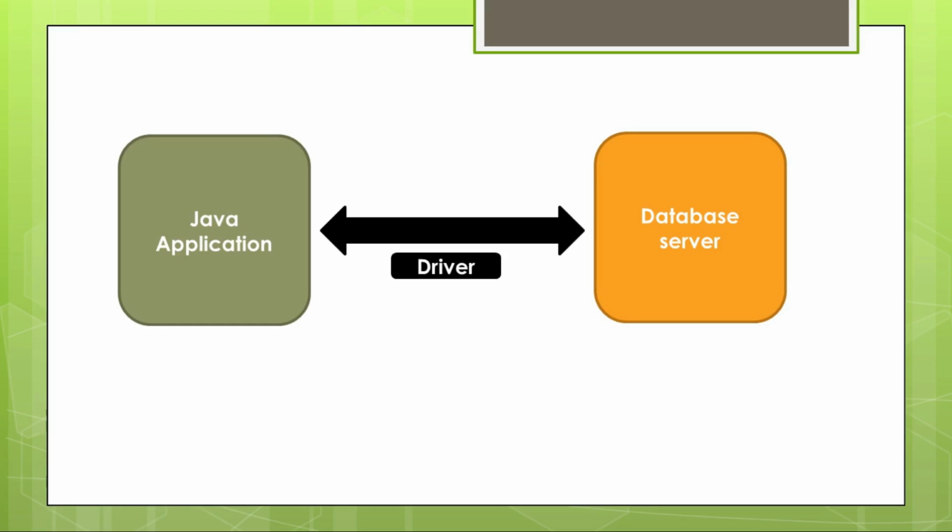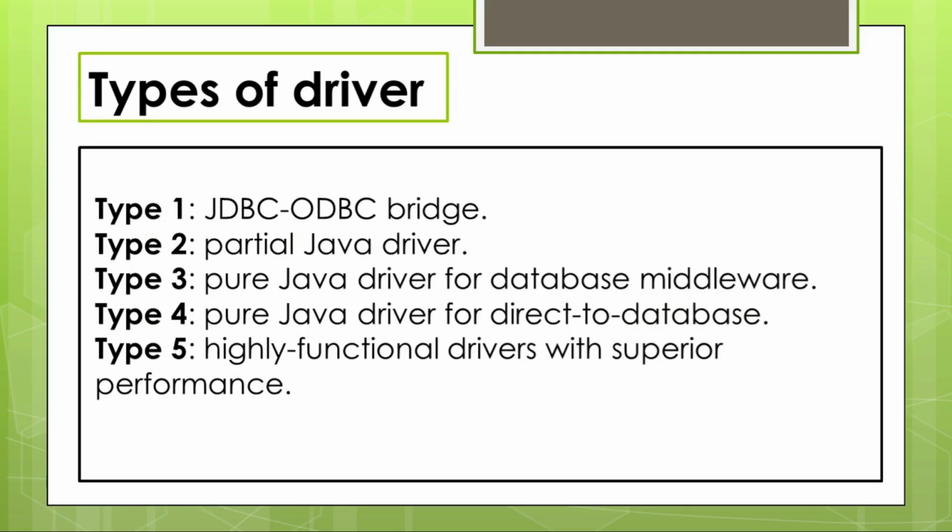For example, if you are using MySQL, then you need to download the MySQL driver. In case you are using Oracle, then Oracle will provide its own driver that you need to download separately. These are the available types of drivers. The oldest one and the first one is type 1, JDBC-ODBC. JDBC means Java Database Connectivity, ODBC means Open Database Connectivity Bridge. It was the oldest one and it was very slow.